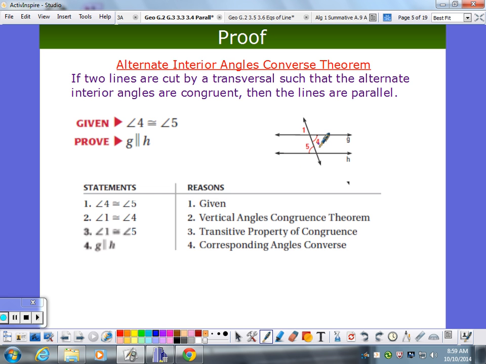Excuse me? And just one more, can I finish my thought, please? If 1 and 5 are congruent by the postulate that says if your corresponding angles are congruent, then the lines are parallel, that's where I'm getting there.